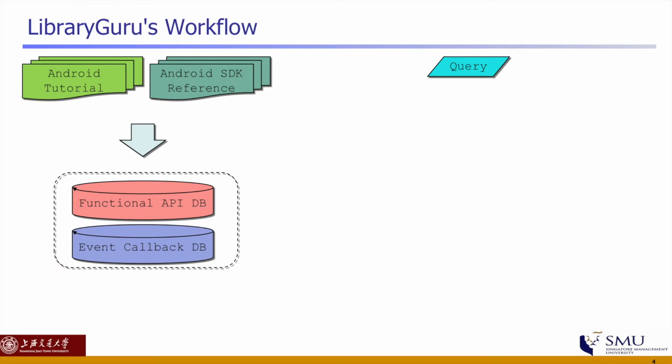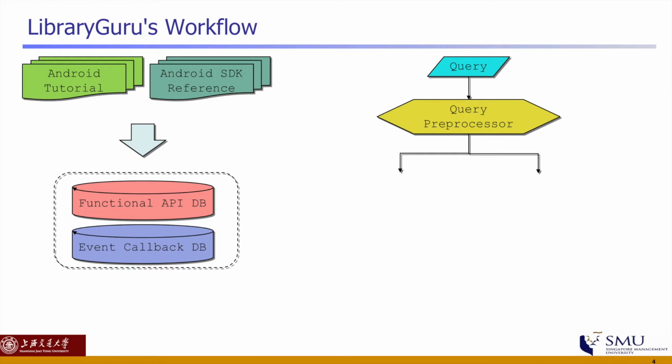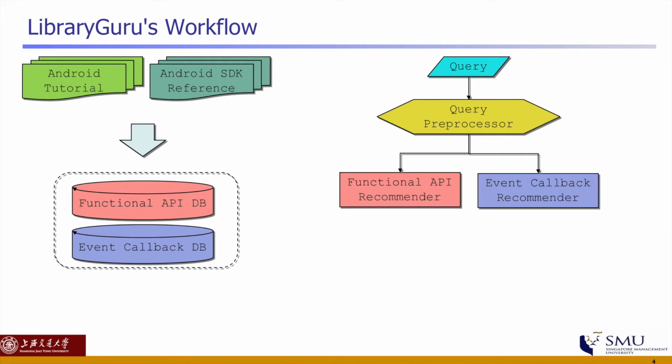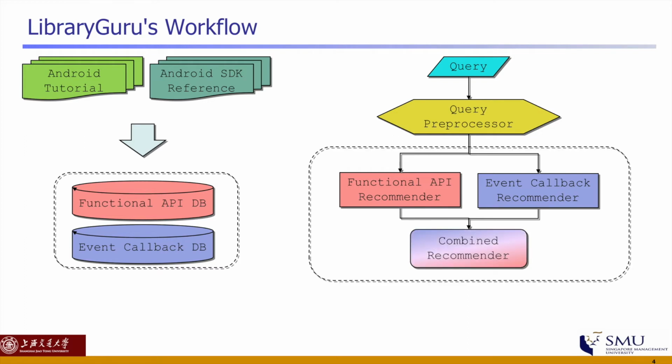When a user inputs a query, we first use some pre-processing like tokenizing and stemming to turn the query into a bag of words. Then the query is input into the functional API recommender and the event callback recommender, which will look into the databases to find the most suitable APIs. You can also use the combined recommender to recommend the most possible combinations of the two kinds of APIs.